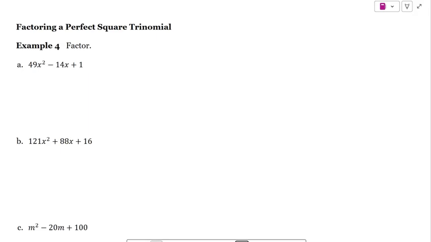Factoring a perfect trinomial. When I have an expression where the first term and the last term are both perfect squares, meaning that I can take the square root of them and get a nice number, I think that it might follow the perfect trinomial pattern.